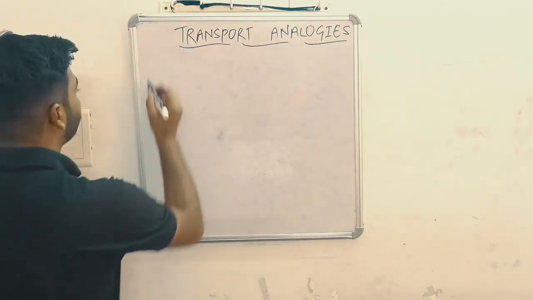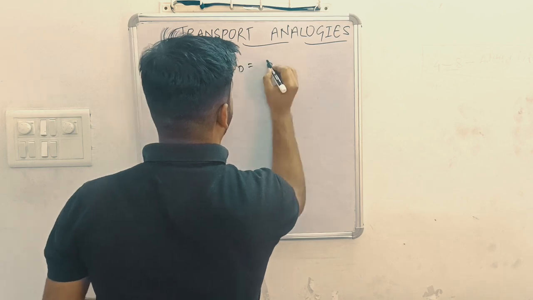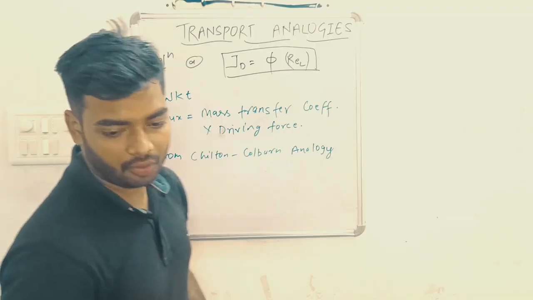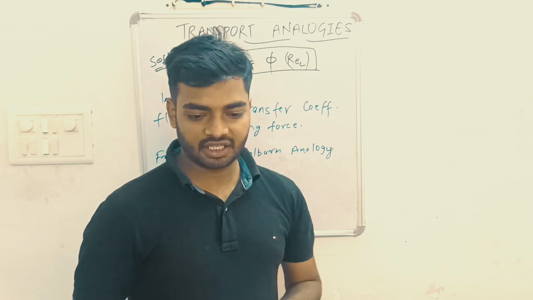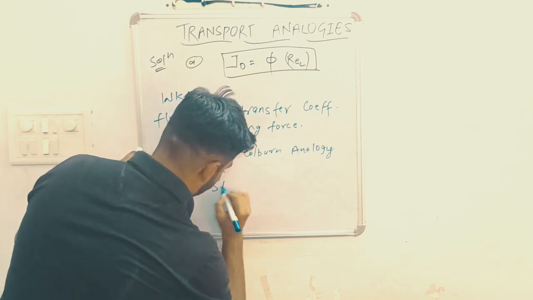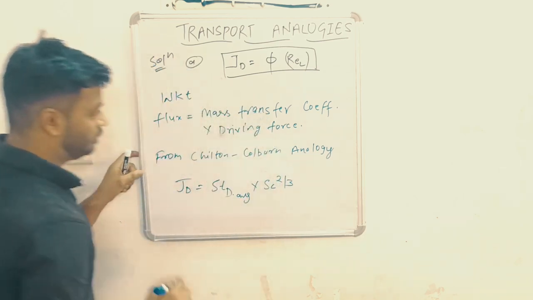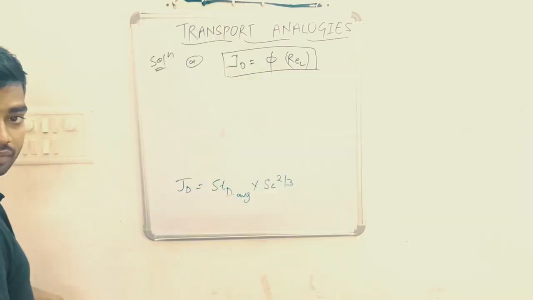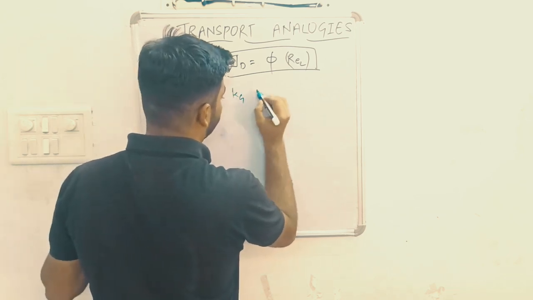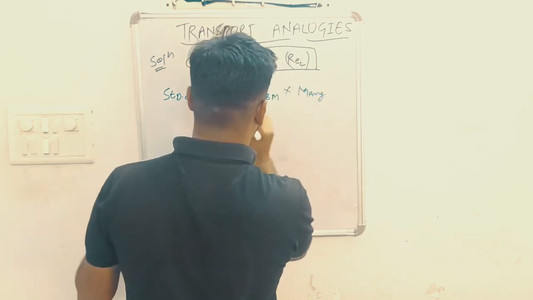So, starting the solution from the A part. In the first part, we are asked to derive a relation JD as function of Reynolds number at length L. We have formula JD is equal to Stanton number for mass transfer into Schmidt number power 2 by 3, where Stanton number is given by mass transfer coefficient into pressure into average mass divided by density.